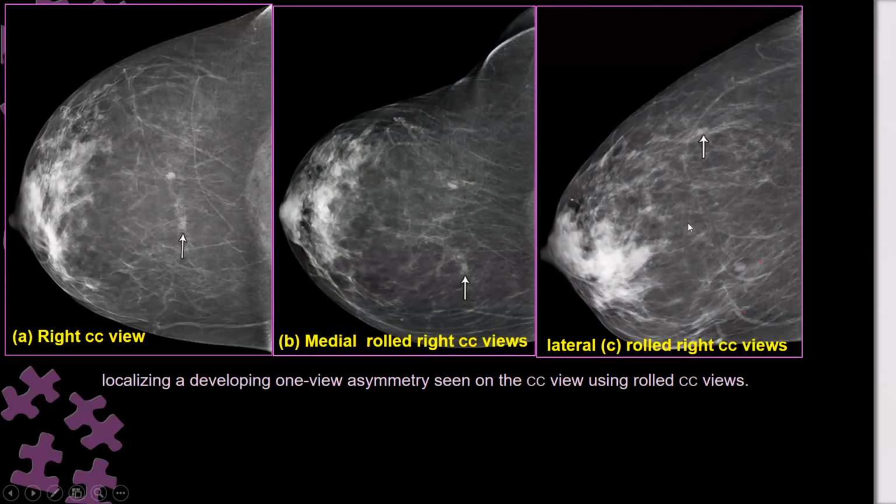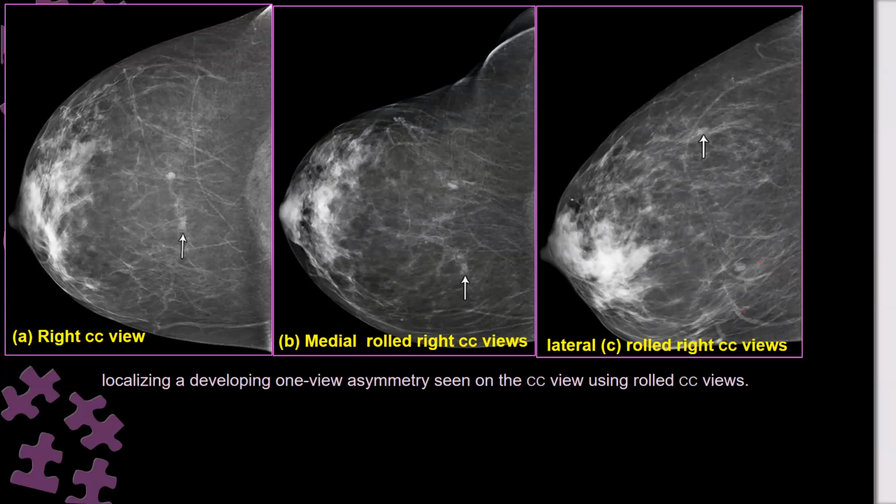When the lateral rolled view is performed, the lesion moves significantly laterally. So it moves with the direction of rolling the superior breast. That means this lesion is superior and is moved more with the lateral roll, but slightly medial. Most likely this lesion is medial but in the superior breast.